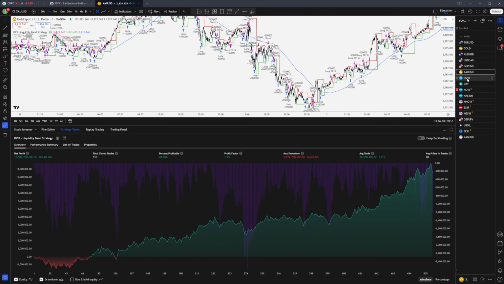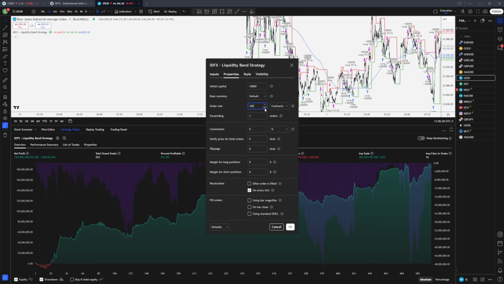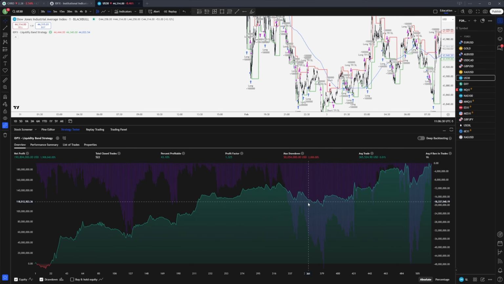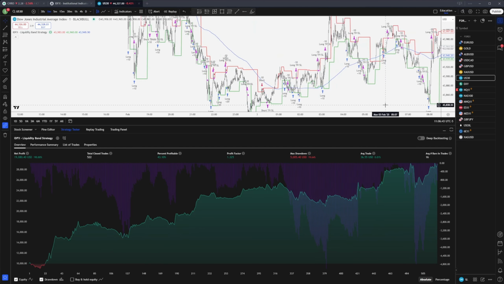Let's say, for example, US 30. Boom, on US 30. This is, of course, impossible, because the lot size is now too big. Let me change that to, let's say, 10 contracts. If you would be trading 10 contracts, you could be making up to 100% net profit with a max drawdown of 20% on US 30. And you can apply this strategy to absolutely every single pair. So that's pretty damn nice.